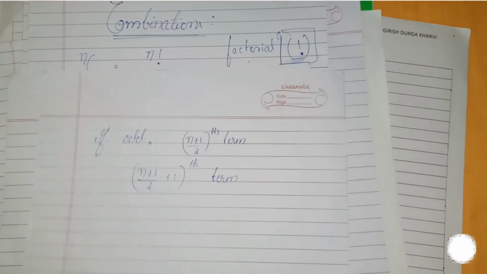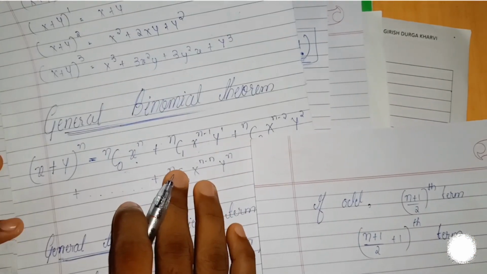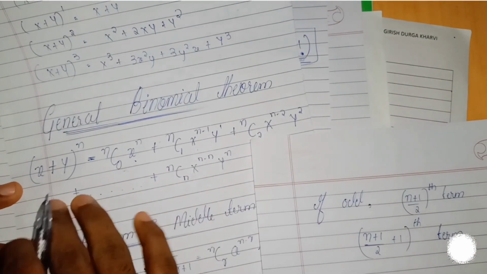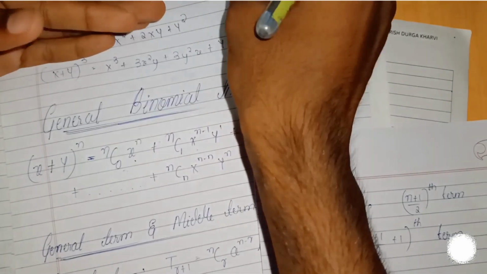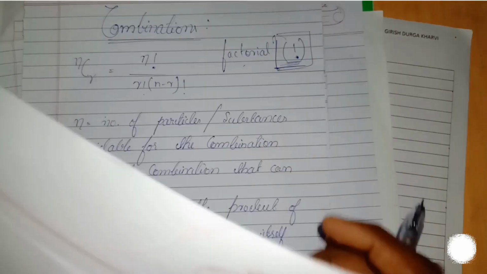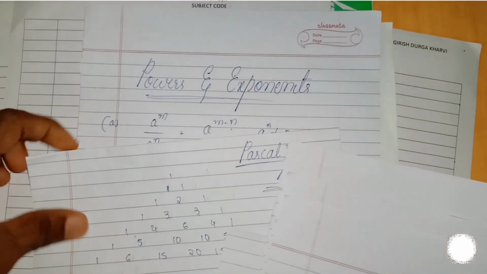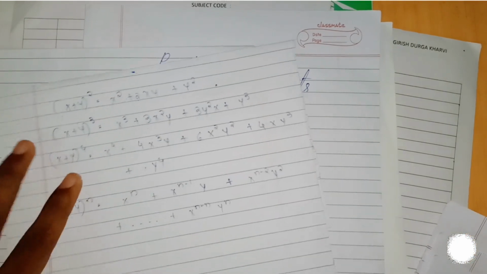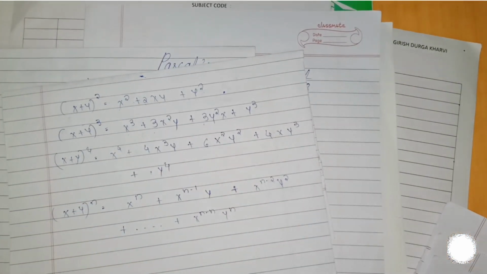Don't worry about the combinations and the general term because you'll learn them in higher classes. Just for memory or glance purposes, I have said them. The important thing here is the Pascal triangle and how the trends are in the identities.